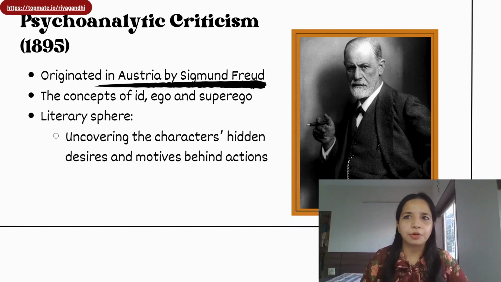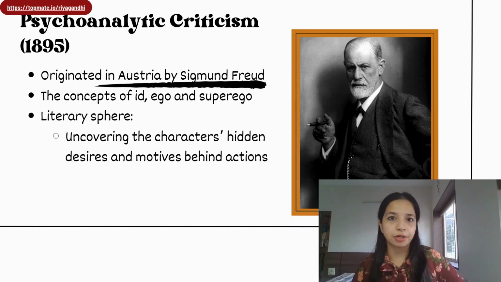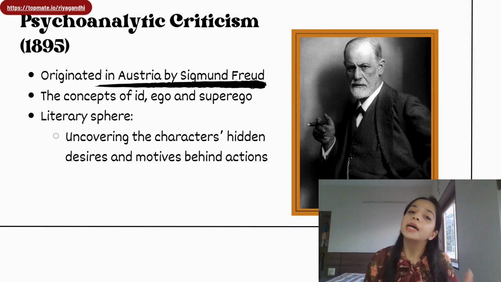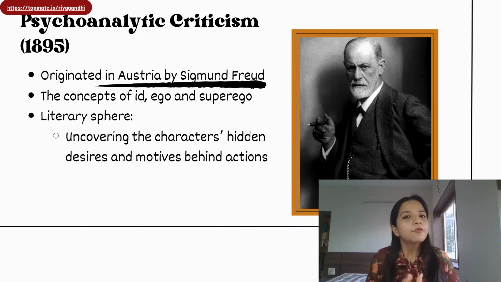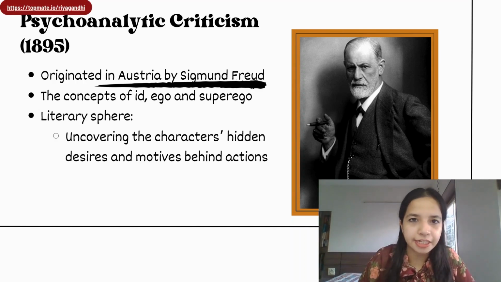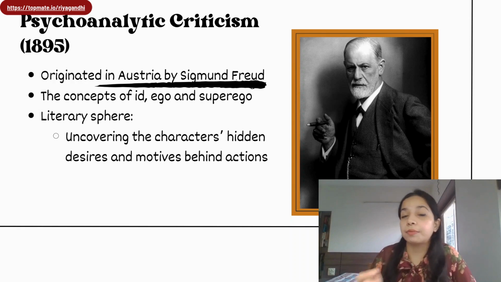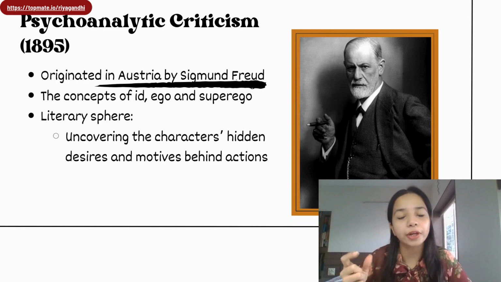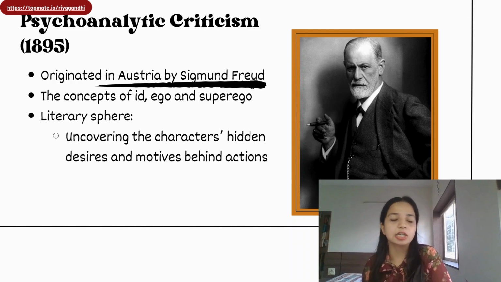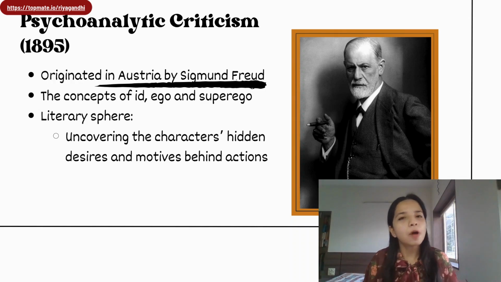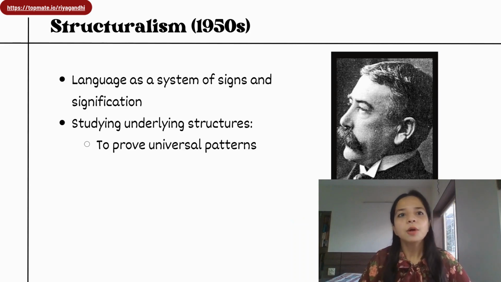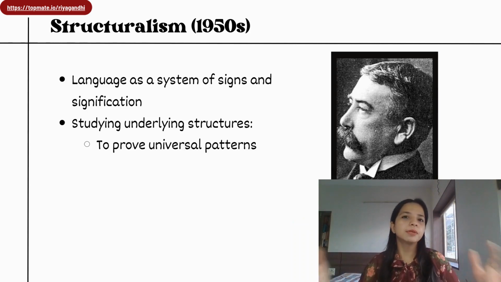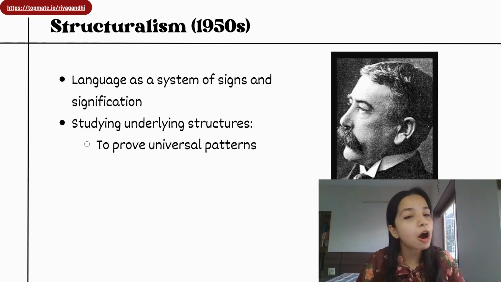We already know that you have certain modern age writers like Virginia Woolf and James Joyce who adopted the stream of consciousness literary technique after being inspired by these psychoanalytic ideas of Sigmund Freud. In literary criticism, psychoanalytic criticism involves uncovering and exploring the character's hidden desires and motives behind actions, possibly finding out their sexual desires also.